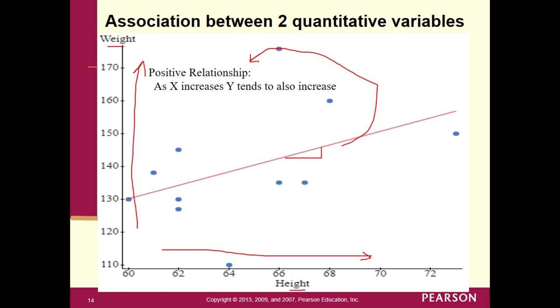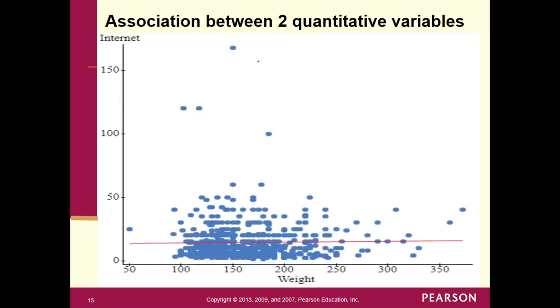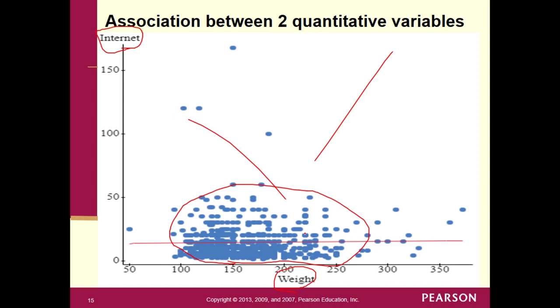Well, we can run into other types of relationships. So we can run into this hot mess. We have weight, and we have how much they're on the internet. And so do you think there's any kind of relationship between weight and how much they're on the internet? No. And so that's what's happening here. We got this big blob of nothing. There's no trend going this way. I don't see the trend going that way for most of the data.